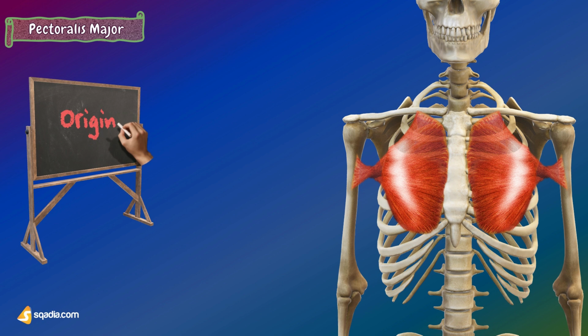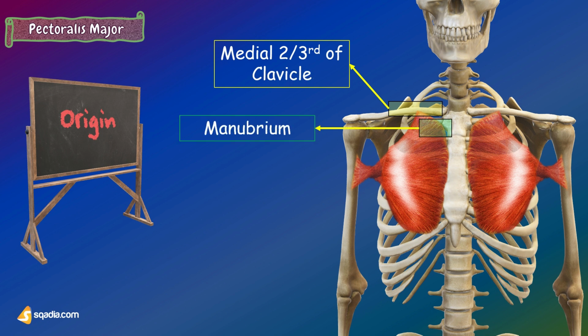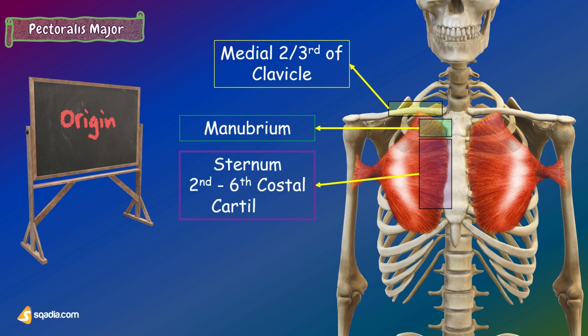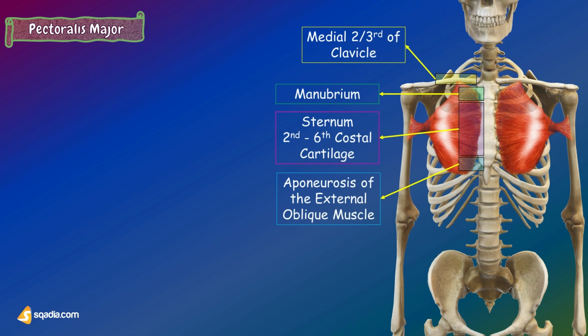These individual bands originate from anterior surface of medial 2/3 of clavicle, anterior surface of the manubrium, and sternum 2nd to 6th costal cartilages. Aponeurosis of the external oblique muscle of the abdomen. An aponeurosis is a thin sheath of connective tissue that helps connect your muscles to your bones. Aponeuroses are similar to tendons.